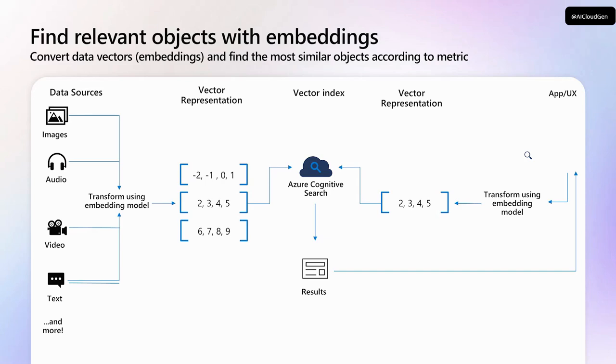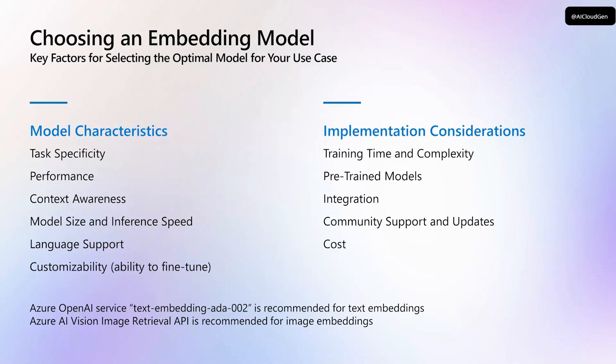So this is as simple as that around how the relevant objects are searched for with the embeddings model. When you are choosing an embedding model, you have to be considering the model characteristics and implementation factors.